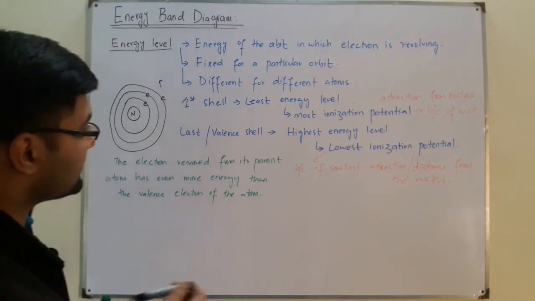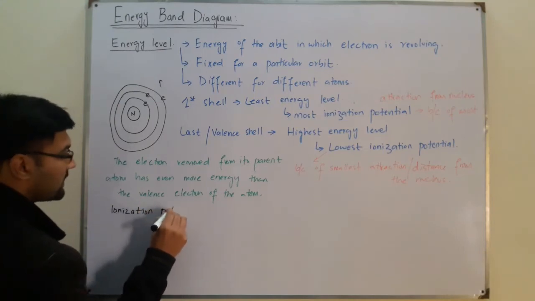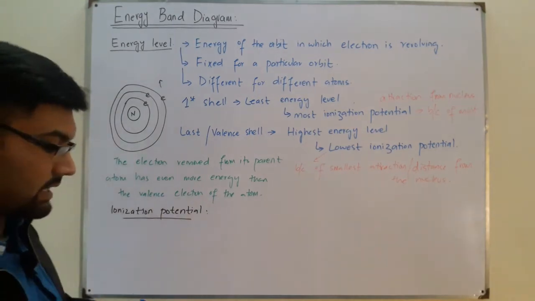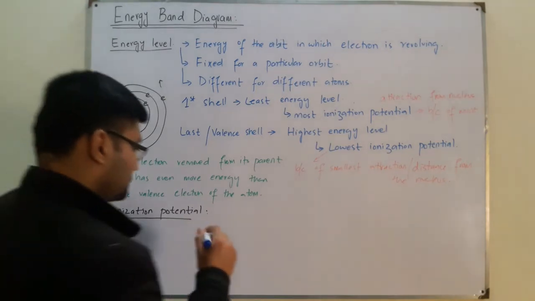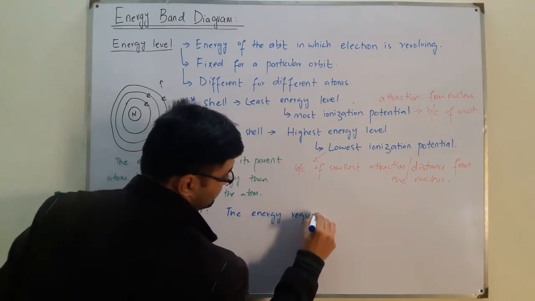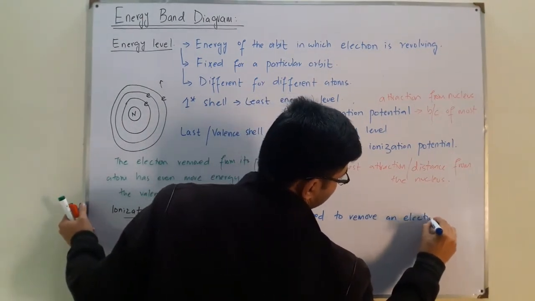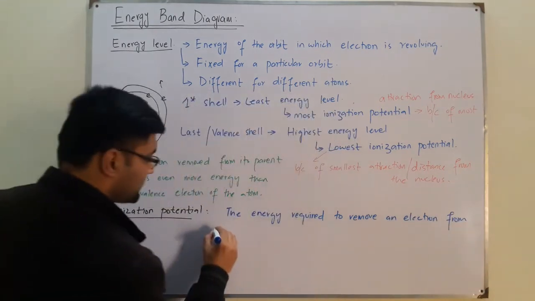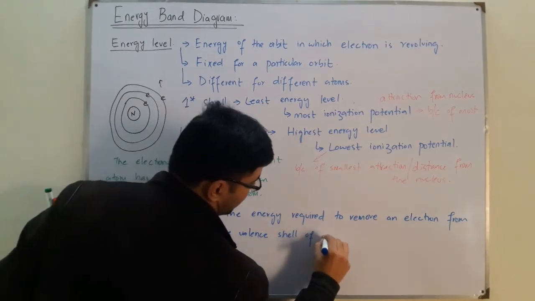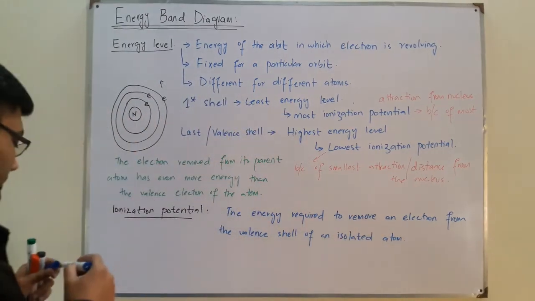And let me also write down the definition for the ionization potential. Ionization is what? To make it charged. Ion is a charged particle. So ionization means the process of making a charged particle, and potential is energy. So ionization potential is the energy required to remove an electron from the valence shell of an isolated atom. That's the ionization potential.